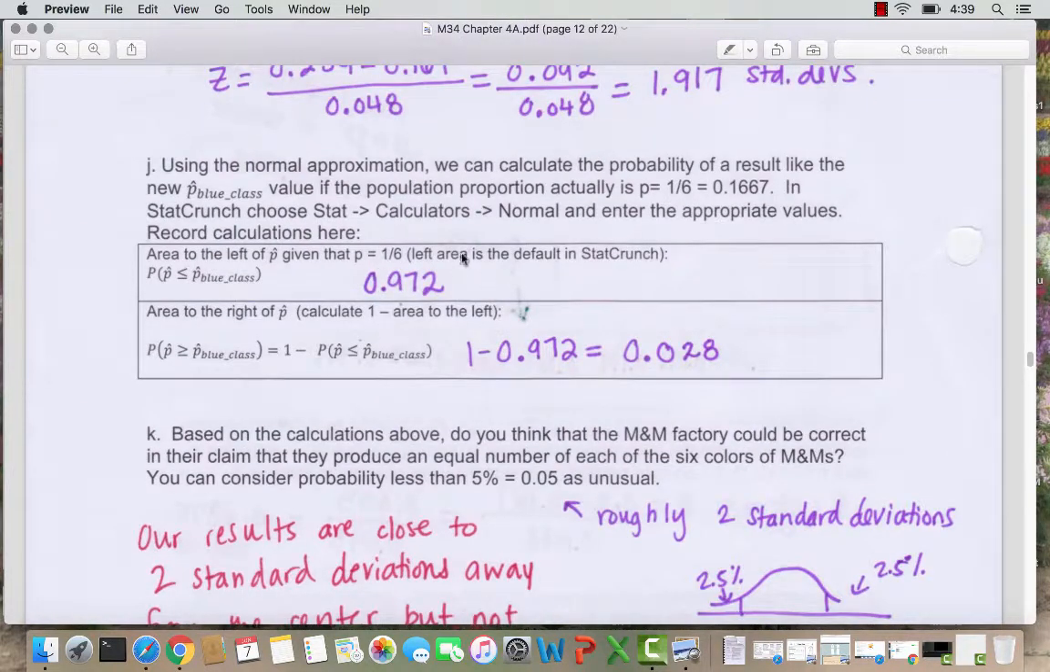So we see the area to the left is 0.972, meaning 97.2% of the values would be less than our class value. The area to the right, we can say 1 minus this area using the complement calculations is 0.028, meaning we expect around 2.8% of the trials to be higher than that.